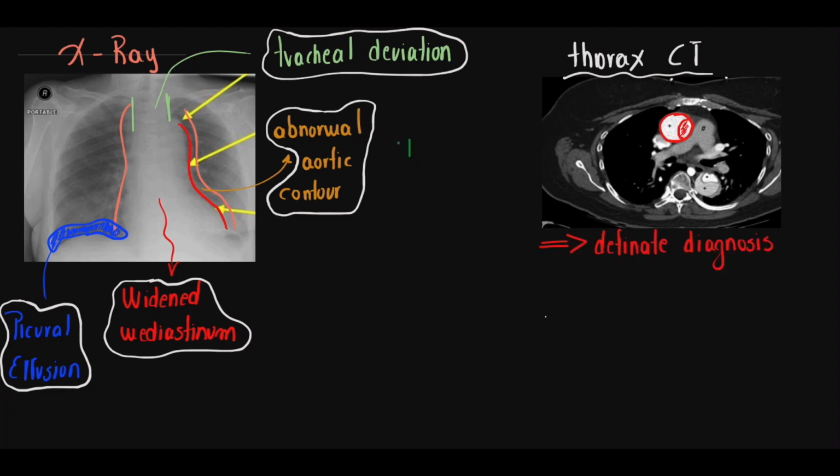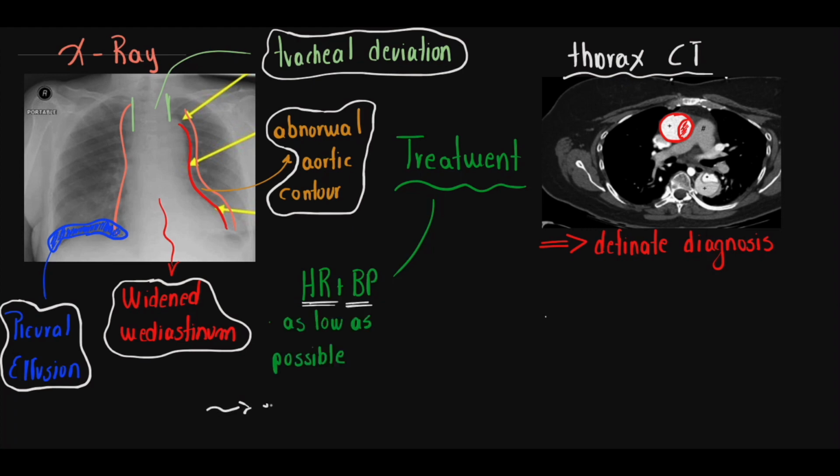Now, for the treatment of an acute aortic dissection, the goal is, first of all, to keep the heart rate and the blood pressure as low as possible, of course assuring end organ perfusion.